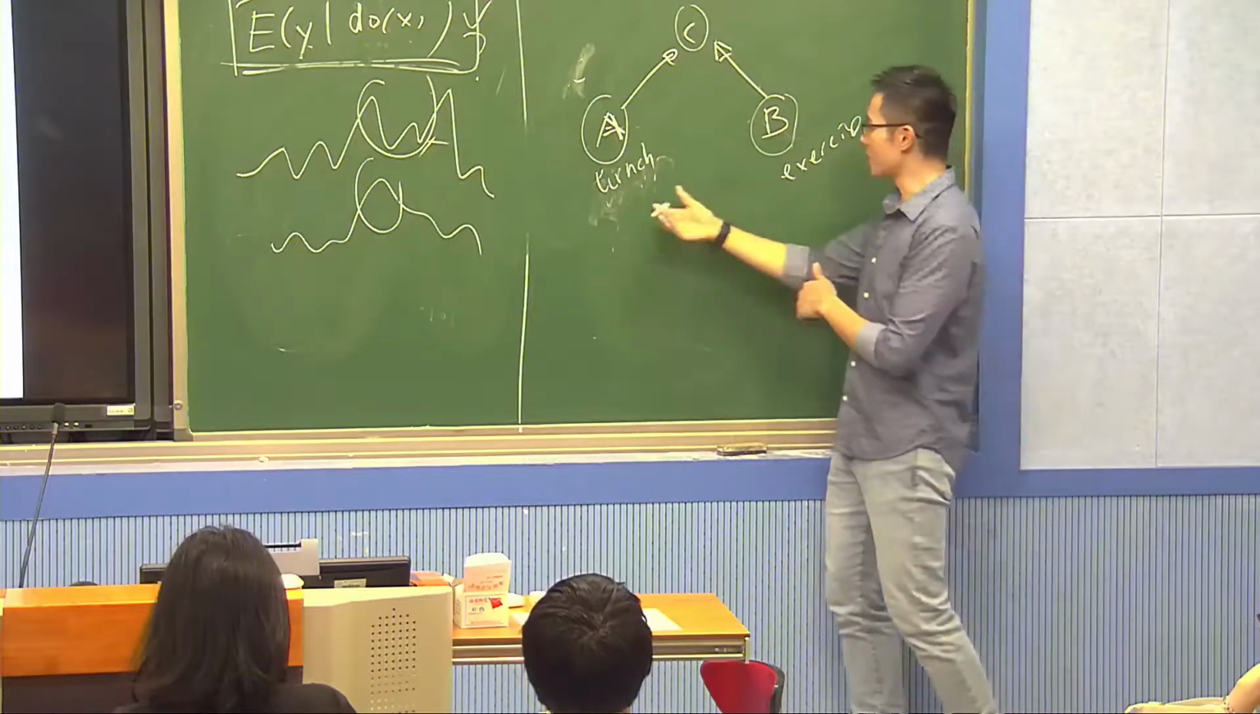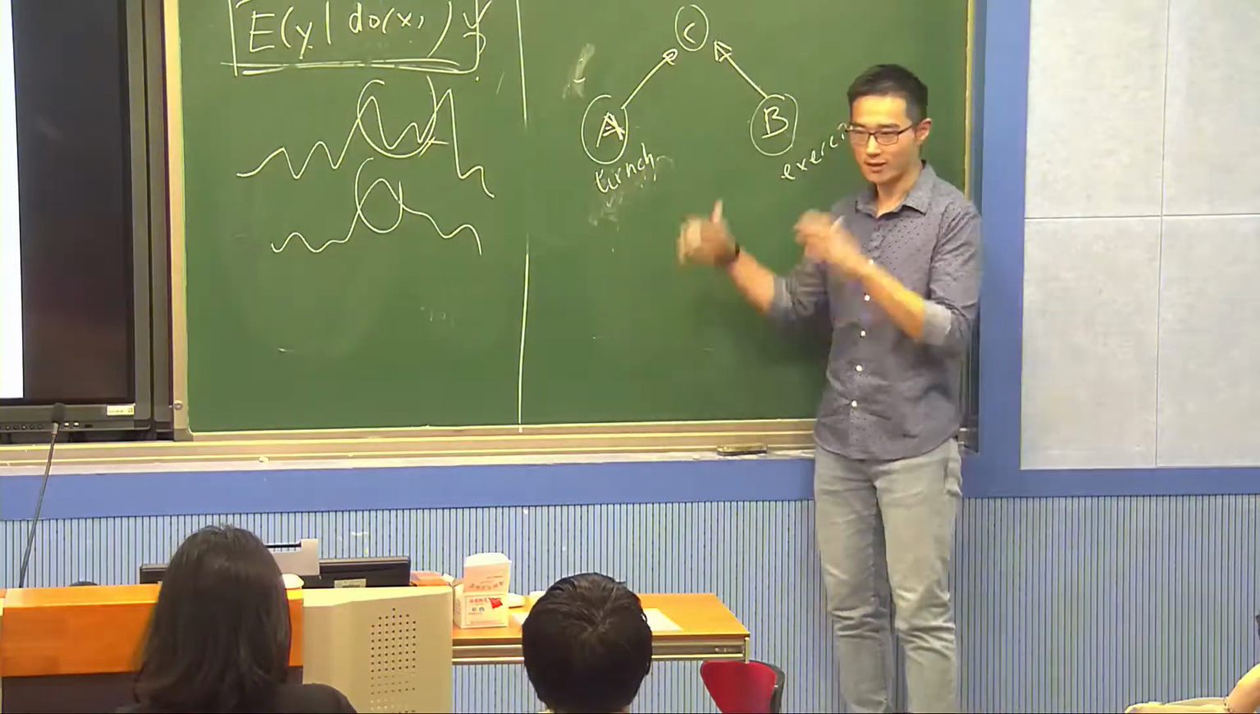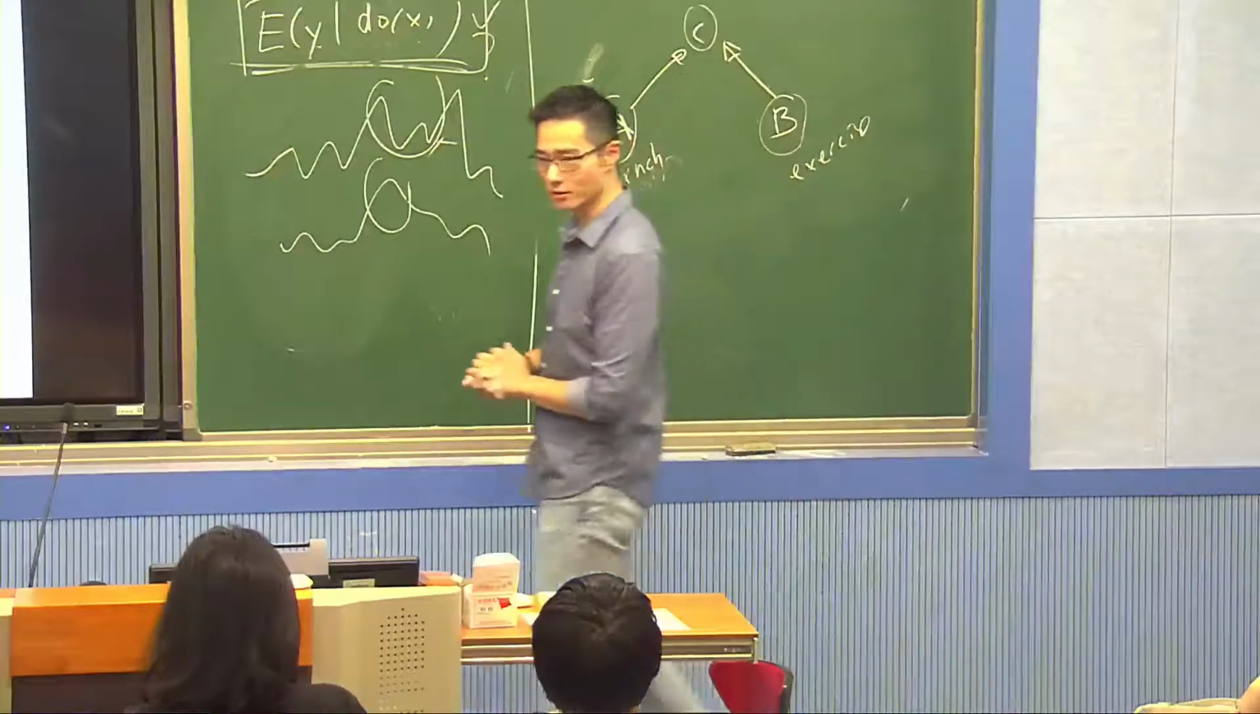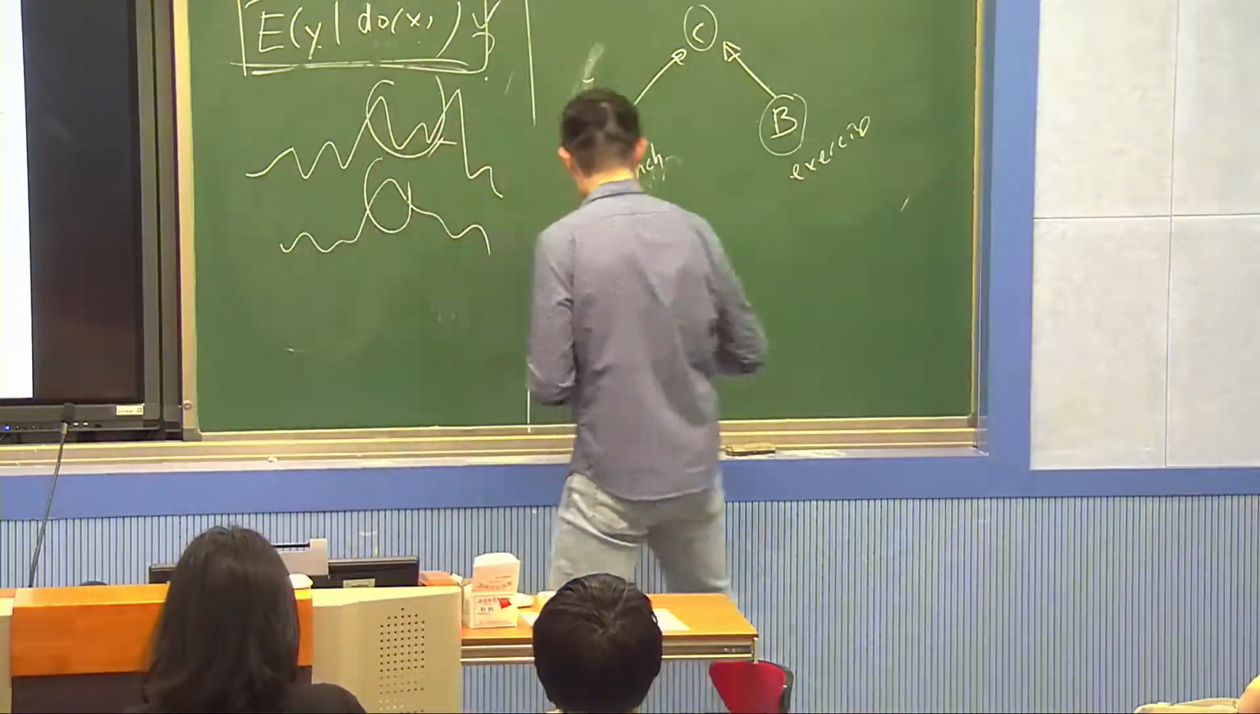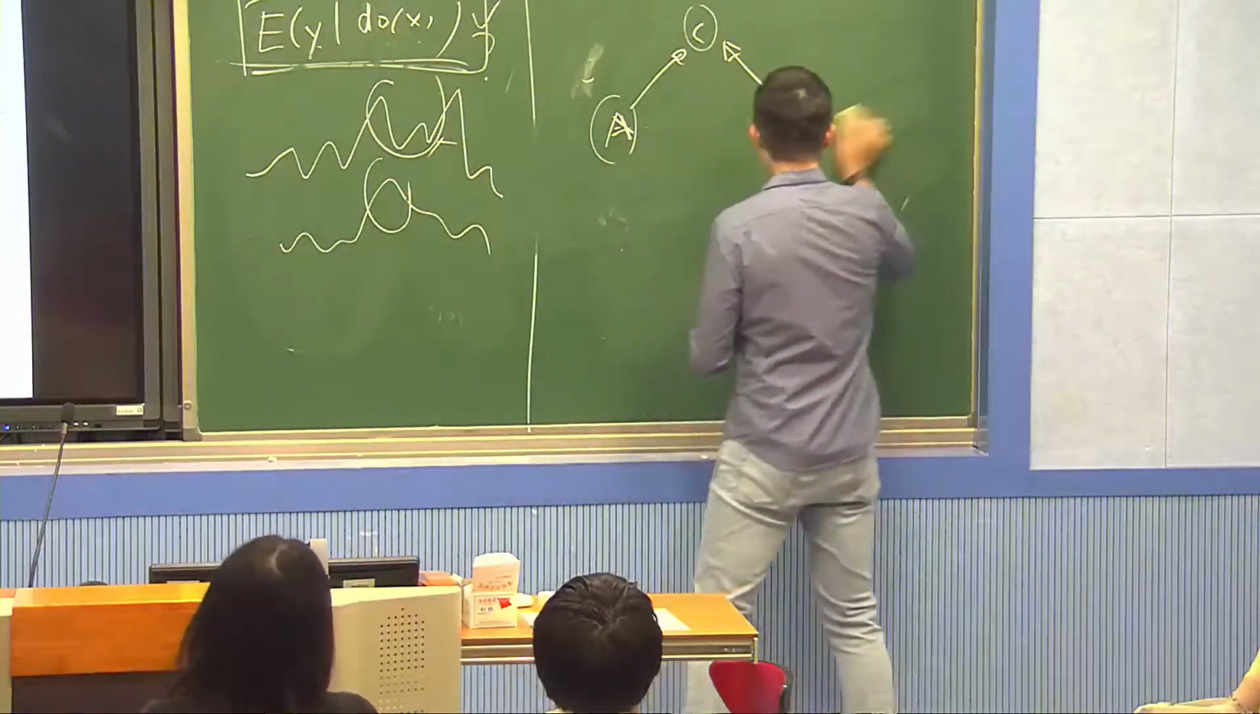But obviously, lunchtime and exercise have no direct causal relationship, right? So you have a million examples you can do. So they are independent. Okay. So A and B are independent.